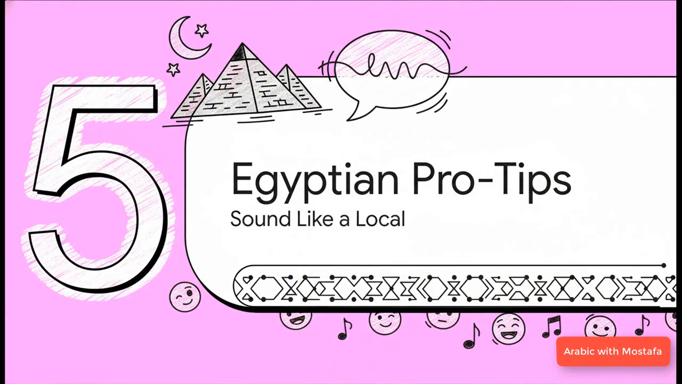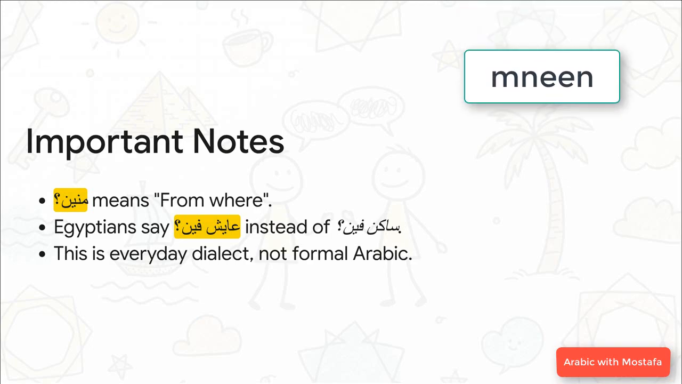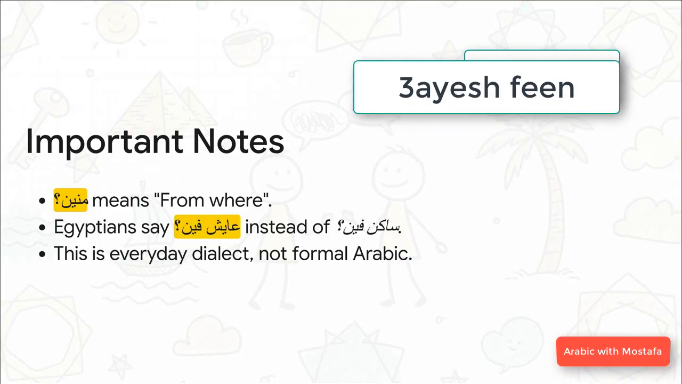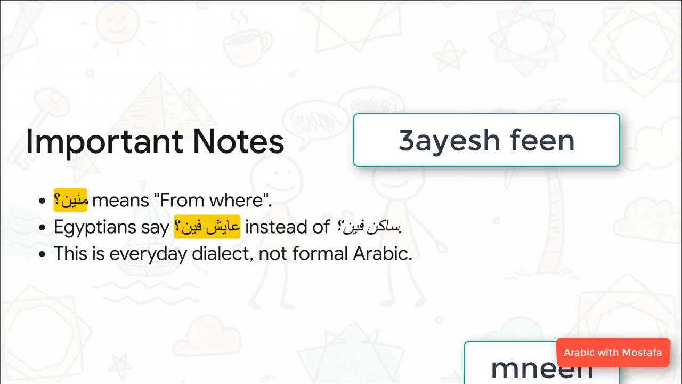Awesome. Now that you've seen how a full conversation can go, let's cover a few pro tips. These are the little details that are going to make you sound so much more natural when you're speaking. Okay, 3 really important things to remember. First, منين is your go-to for from where. Second, and this is a fantastic tip, Egyptians will almost always say عايش فين for where do you live. A textbook might teach you saken fein, but honestly, عايش is what you're actually going to hear people say. And finally, remember, everything we learned today is everyday Egyptian Arabic. It's the real deal, not the super formal stuff you'd see on the news.